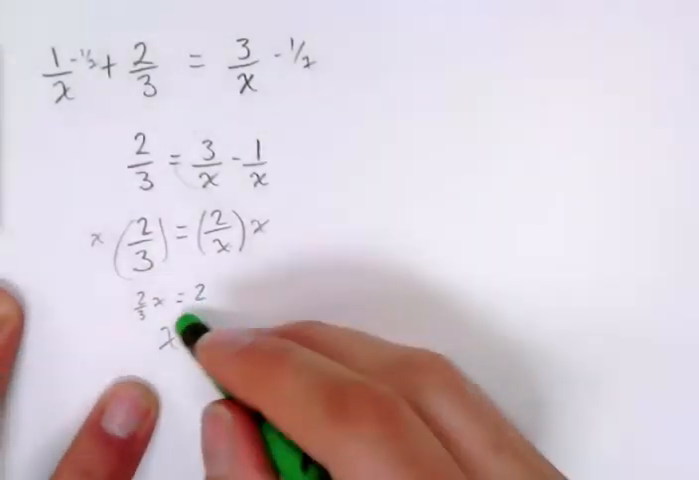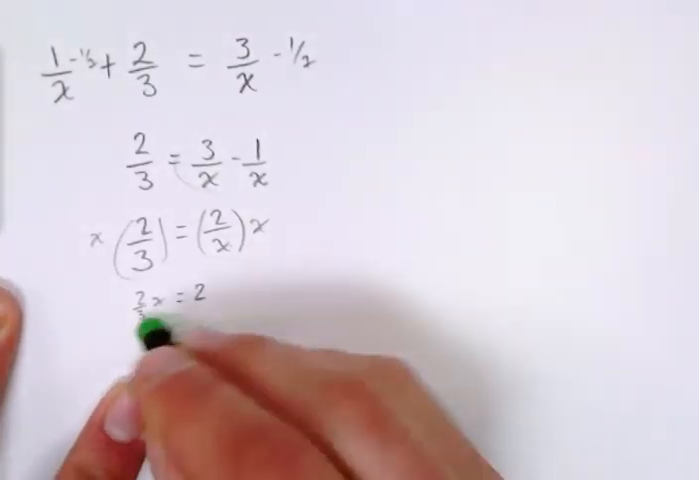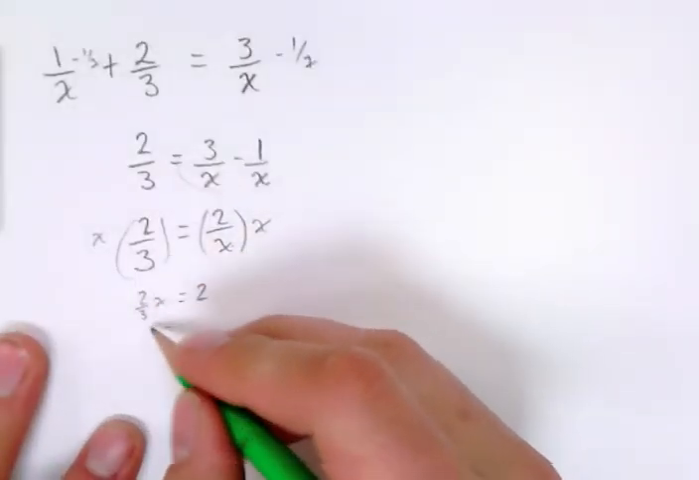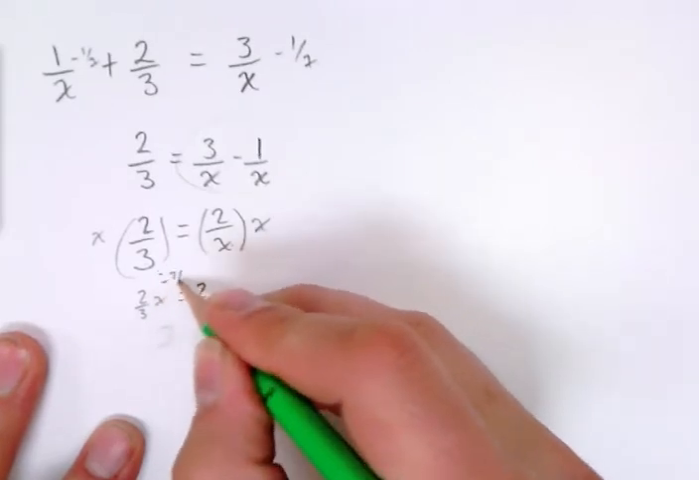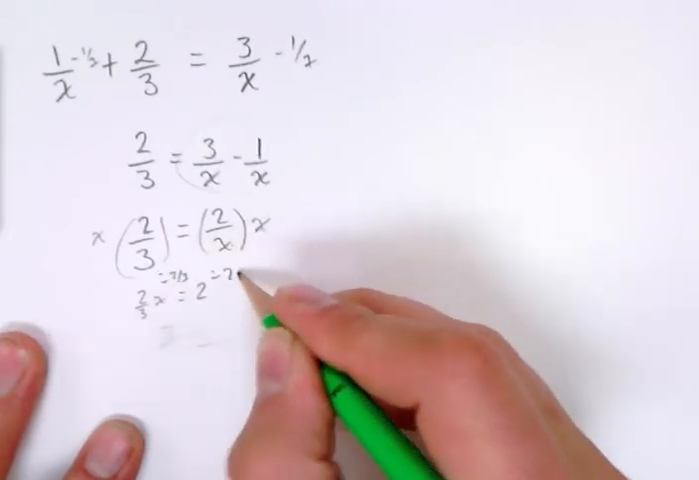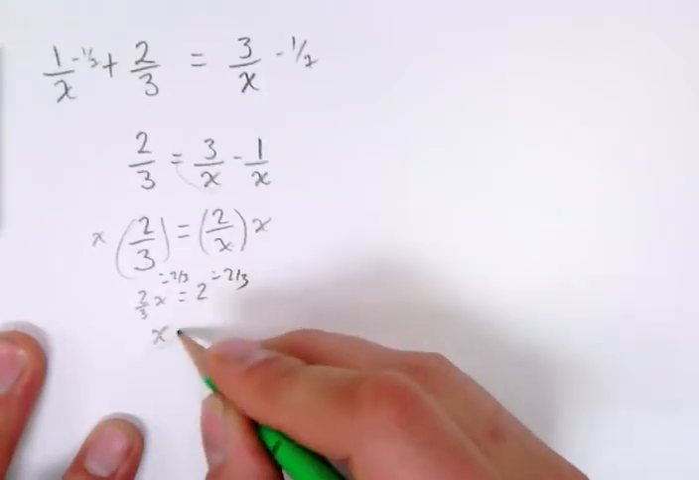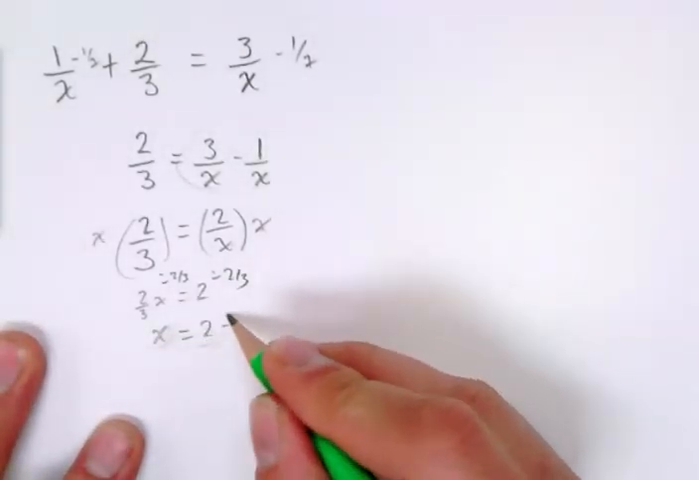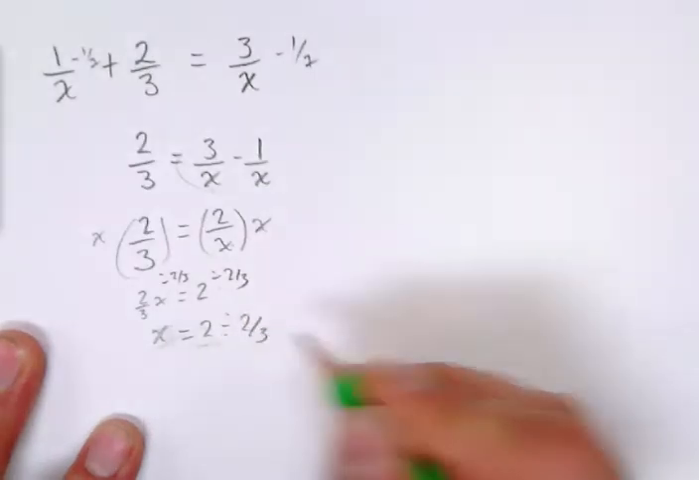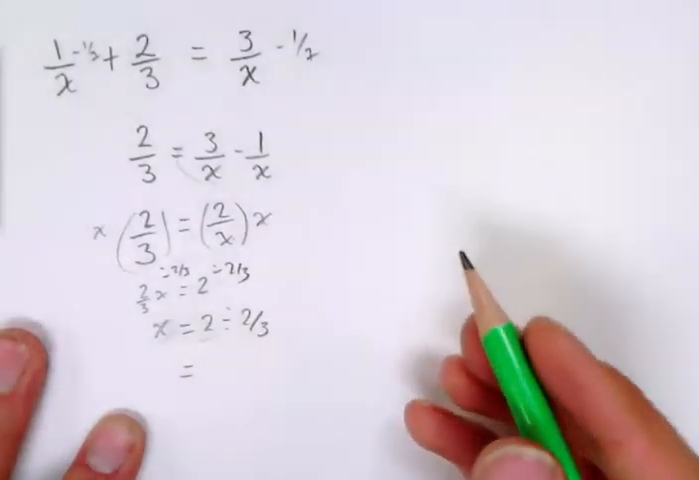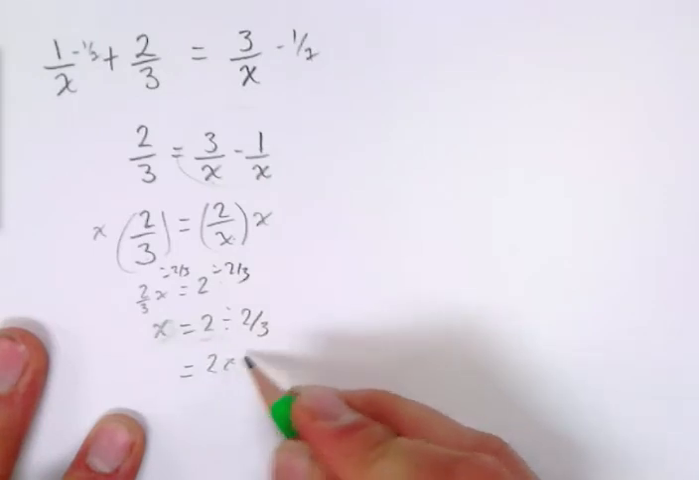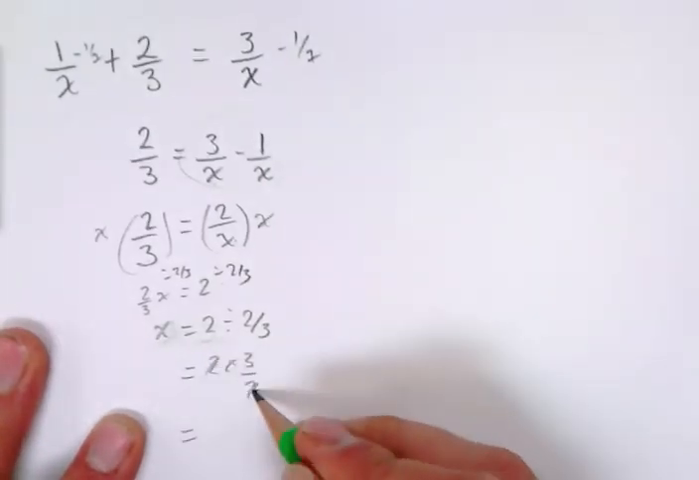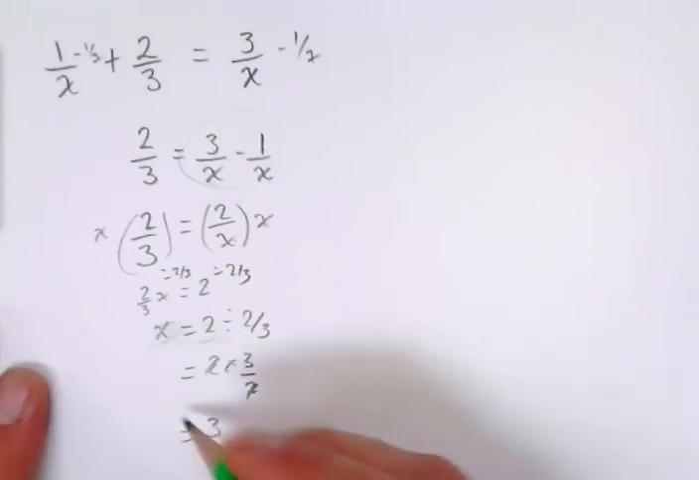Now my next thing is I'm going to divide both sides by 2 over 3. So I'm going to get x is equal to 2 divided by 2 over 3, which is the same thing as 2 times 3 over 2. These cancel off because 2 divided by 2 is 1, times 3 is 3. So we know x is equal to 3.